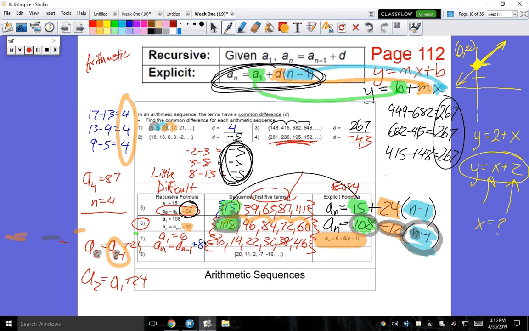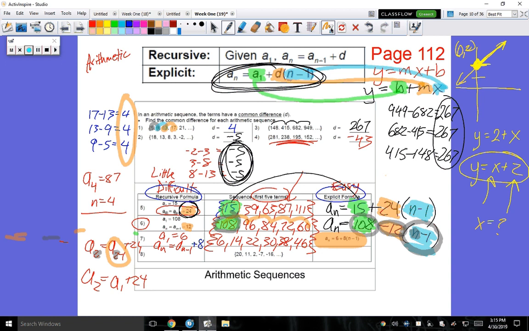Guys, seriously, the recursive, the explicit, which one do you feel like you like better? The explicit. And the recursive is just weird, right? It's like, anyway. Let's do the last one. I'm going to erase just some stuff so I can clear it up.